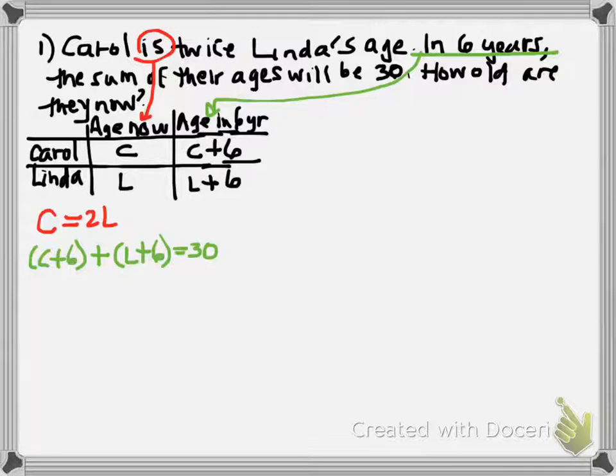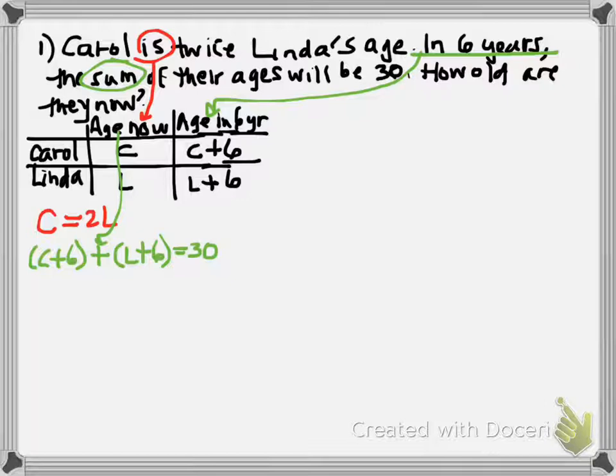Now, do I need to use those parentheses around Carol's age in the future and Linda's age in the future? Yes or no? I'm not hearing anything. Do I need those parentheses around Carol's age in 6 years and Linda's age in 6 years? The answer is no, not in this case. And the reason why I put them there is so that you can see the difference between a plus that goes with someone's age and a plus that goes with the word they told us, which is the word sum. That sum goes with that plus. Okay? So you don't really need those parentheses.